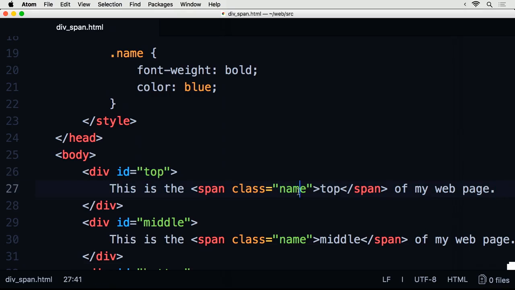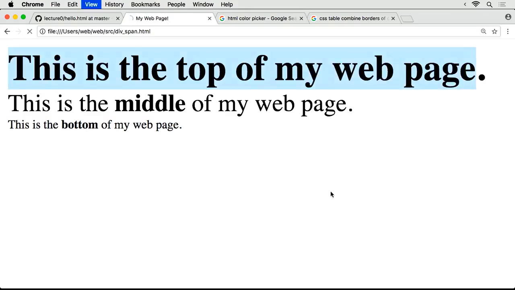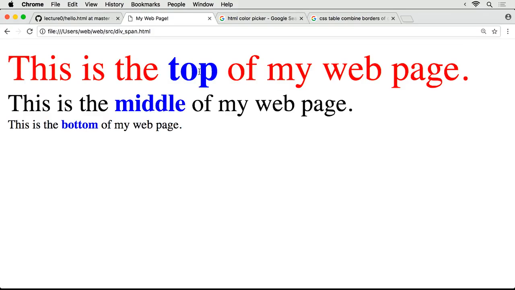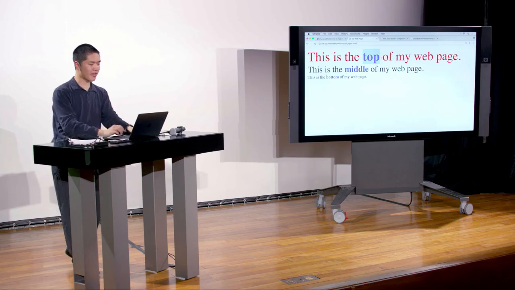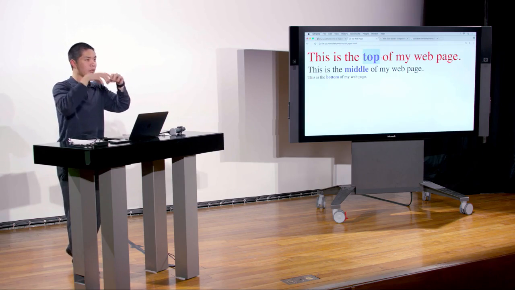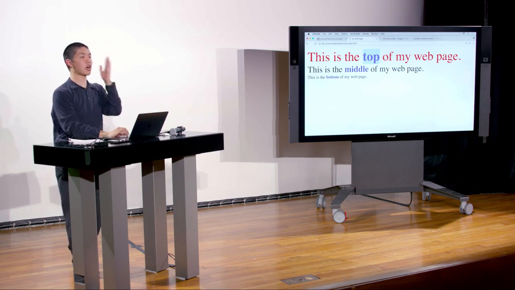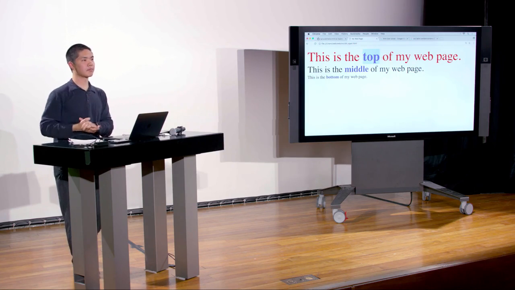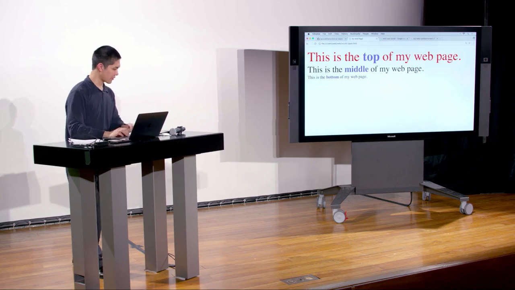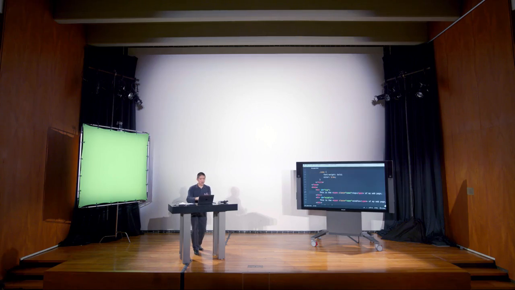But because I said name renders as blue, then when I refresh this, even though top is still inside of that text, it should all be red. Because the name is more local to it, because it's part of that span that's deeper within the tree, that DOM that we saw before, than the div is, then top is going to show up as blue instead of red. Great questions.